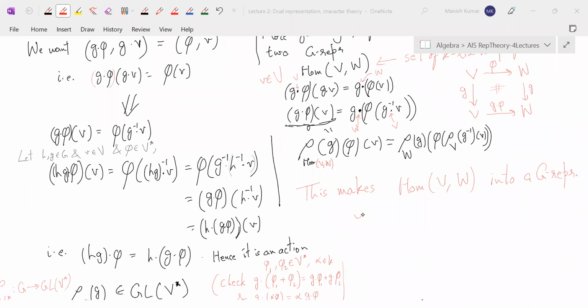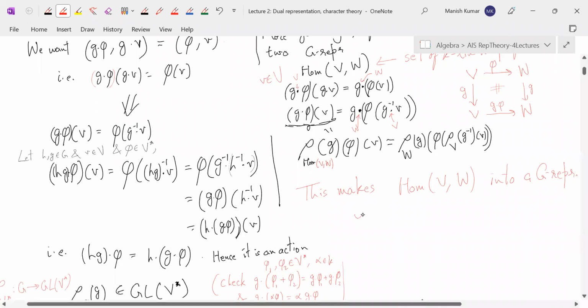Sure. So this is how it goes. So g dot phi we are trying to define. g dot phi is another linear map, so I'm just trying to write it in terms of this rho. Rho, remember, is a map from G to GL. So we want to define this rho Hom(V, W). It should be a map from G to GL of Hom(V, W). So we are trying to give a representation of G on this Hom(V, W). That means rho sub Hom of g evaluated at phi should be another linear map.